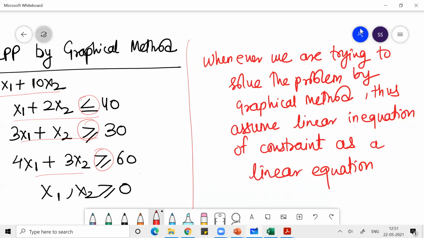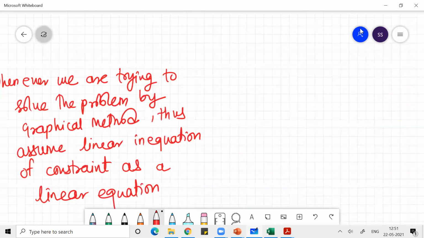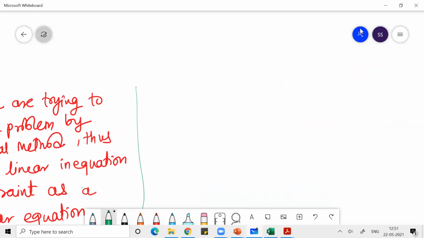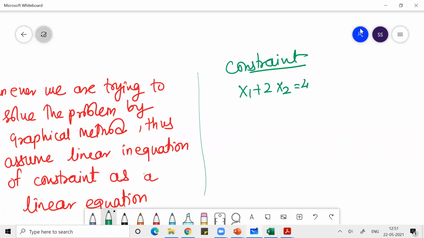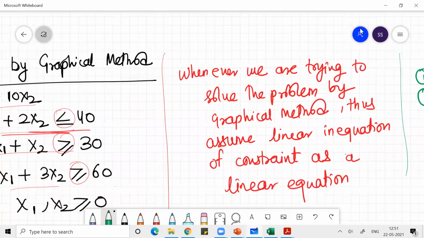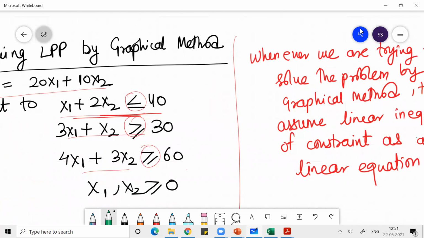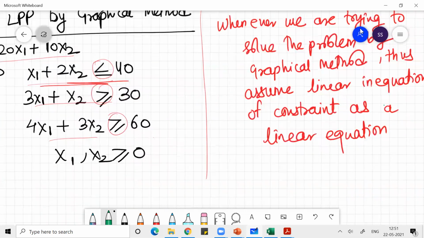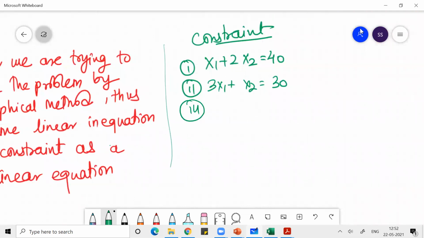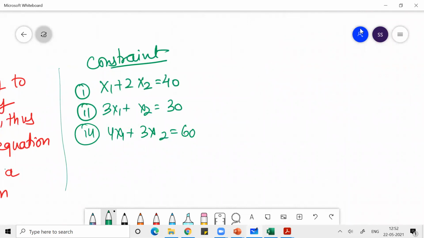Your first constraint is x1 plus 2x2 less than or equal to 40. For the time being, assume they're equal. Can I write the same constraint like this to plot the graph? x1 plus 2x2 is equal to 40. Then the second constraint: imagine they're equal, not unequal. Here they are unequal, because whenever we solve an LPP we use inequality, but for the time being assume they're equal. So 3x1 plus x2 is equal to 30, and 4x1 plus 3x2 is equal to 60. Suppose these are the three constraints.